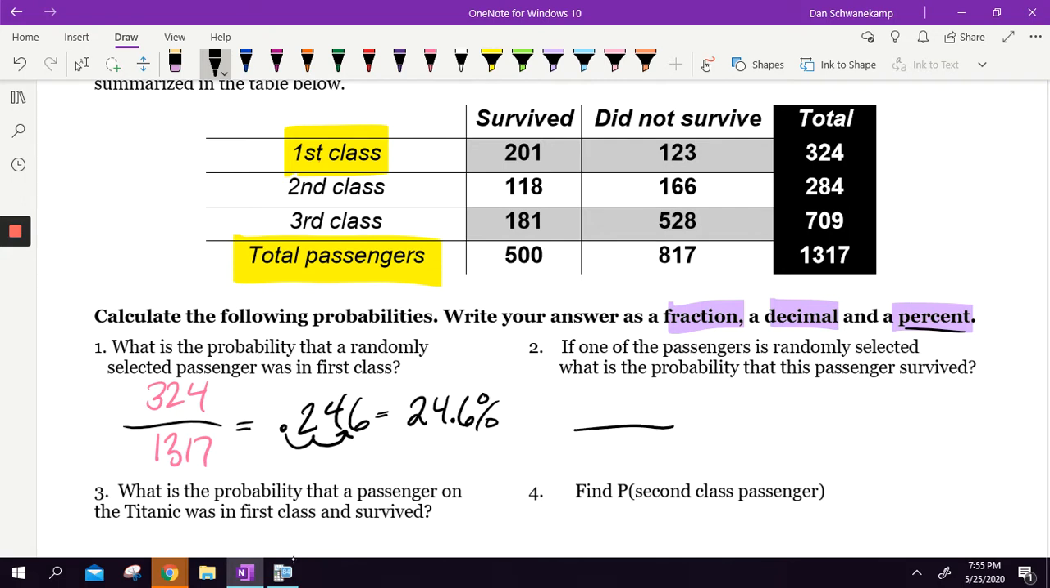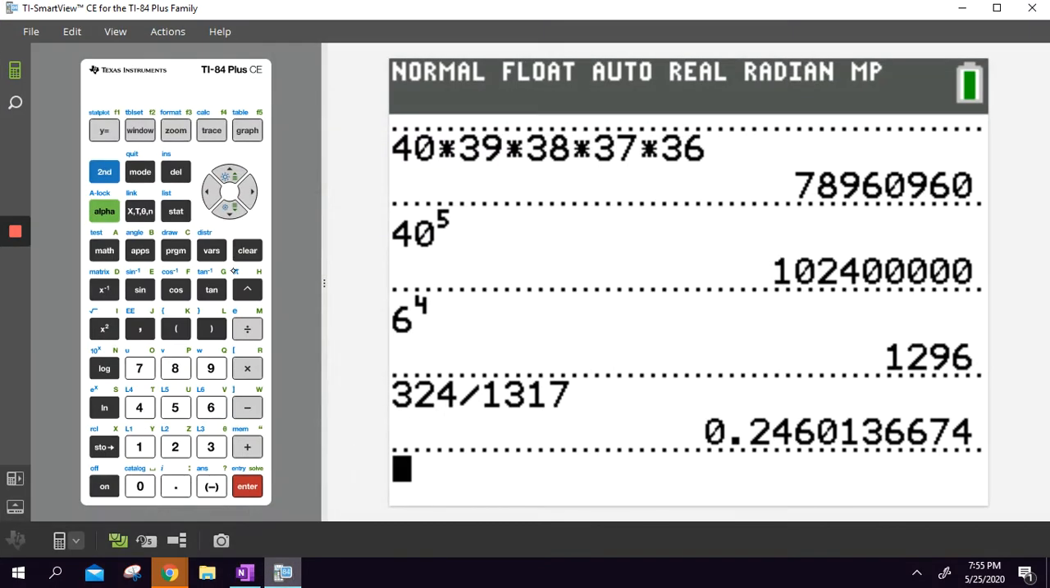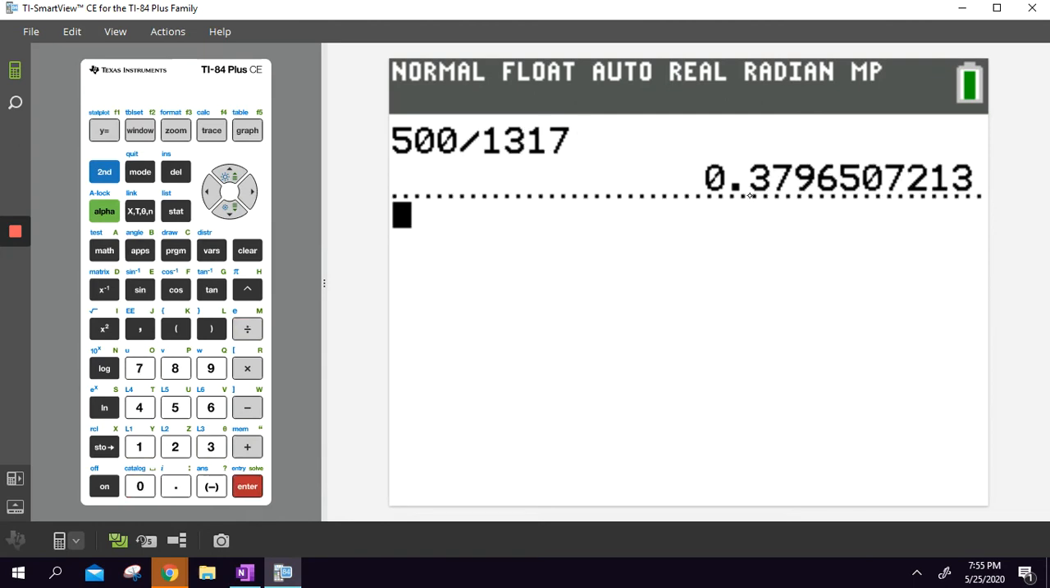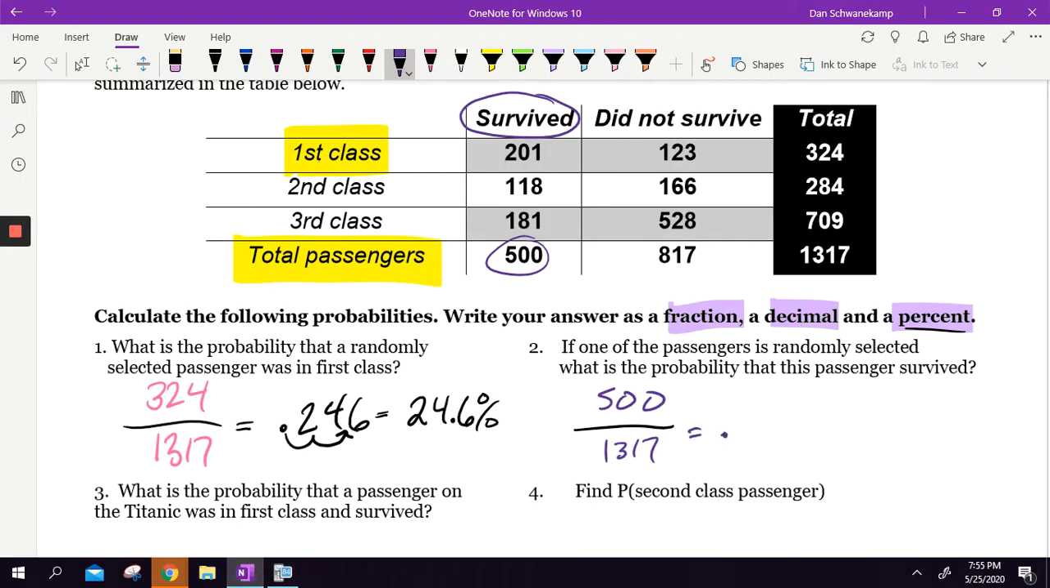If one of the passengers is randomly selected, what is the probability that that passenger survived? So again, we're picking randomly from all of the passengers. So again, our bottom number is 1317. I want to know that they survived, so I'm going to go to the survived column and go to the total, 500. So 500 divided by 1317. 3 decimals, 0.3796. So we're going to round that to 0.38, which is the same thing as 38%. We move that decimal 2 spots, make it into a percent. So about 40% of the people actually survived.